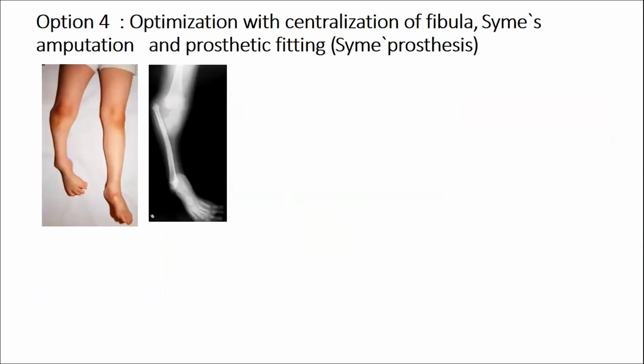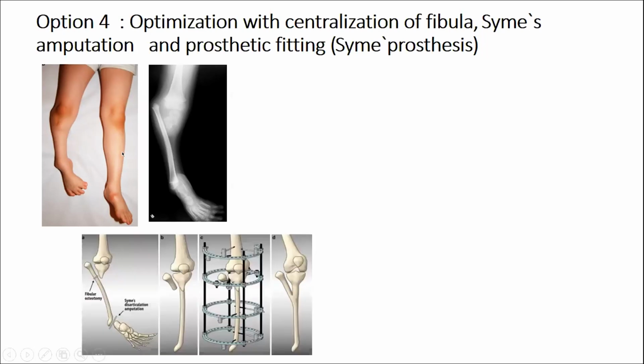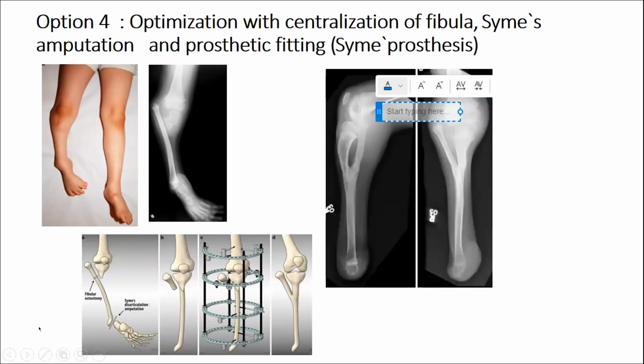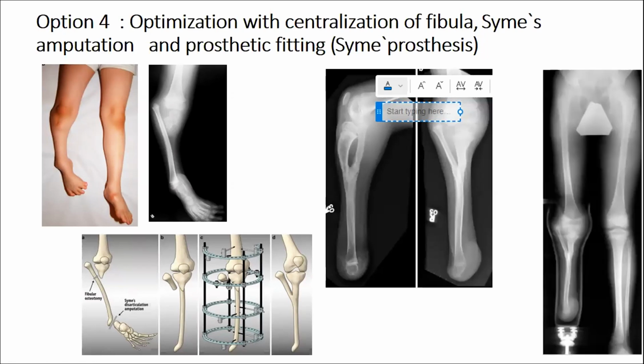That's another example of the fourth option where all the possibilities are applied. You have a case of tibial hemimelia, type 2, that is here with a tibial stump, and that was surgically reconstructed by centralization of the fibula under the tibial stump. That's the result, and that's the final result when you have the prosthetic fitting.